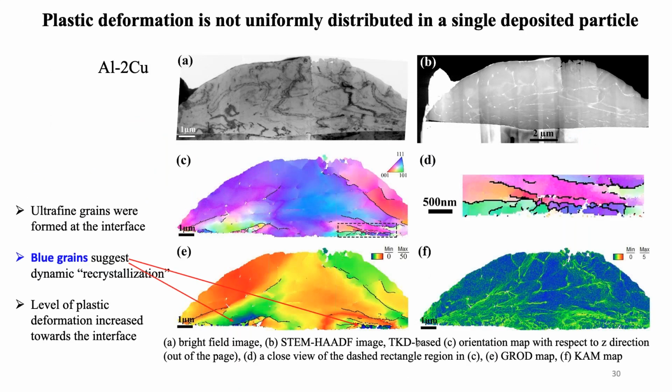In this case, we're looking at TKD data. This is a TEM bright field image in the upper left, and a STEM HAADF image in the upper right. Then we have an inverse pole figure map, and an inset in D of this black dashed box. Then we have a KAM map right here, and a GROD map here in E. So that's good that we talked about what those things are.